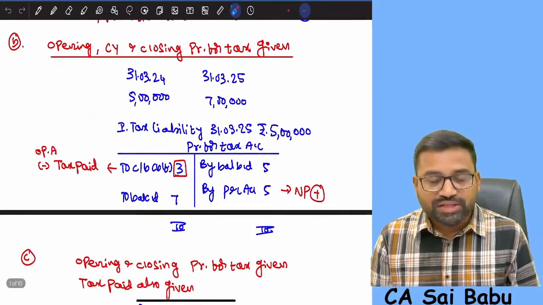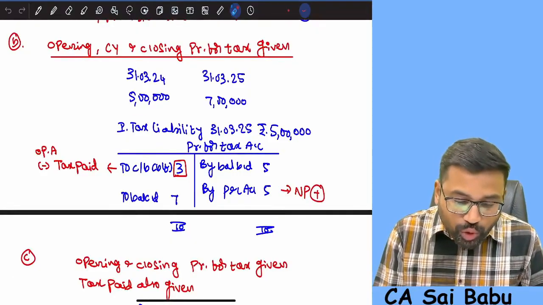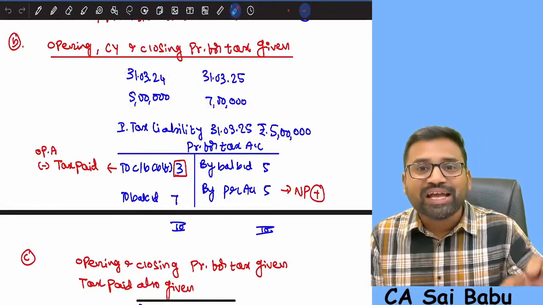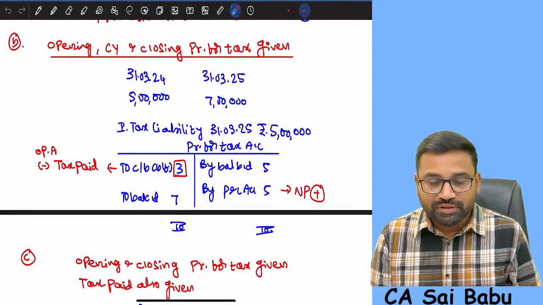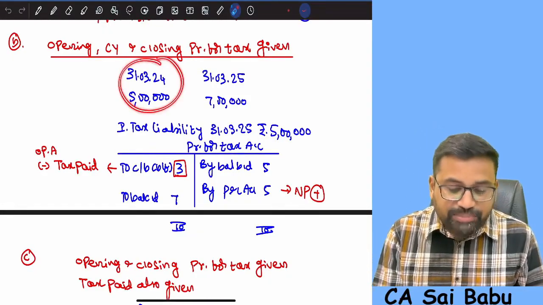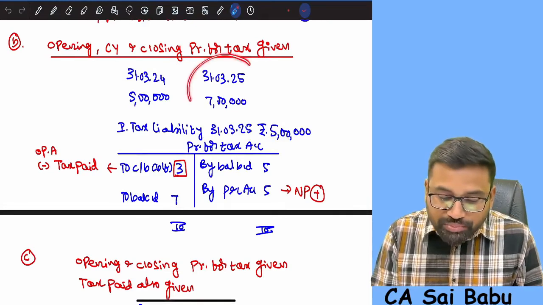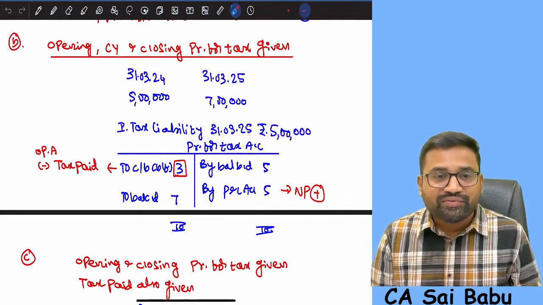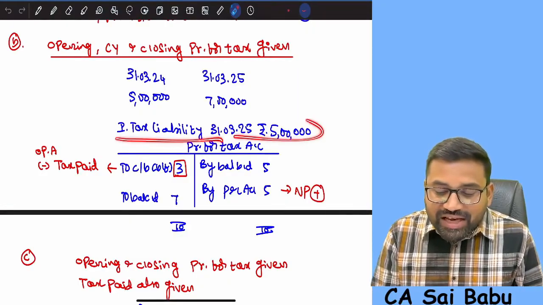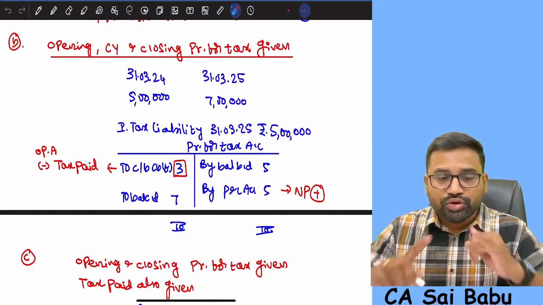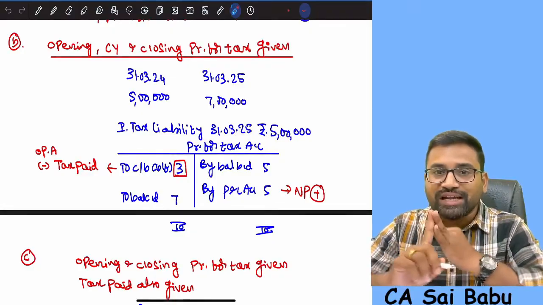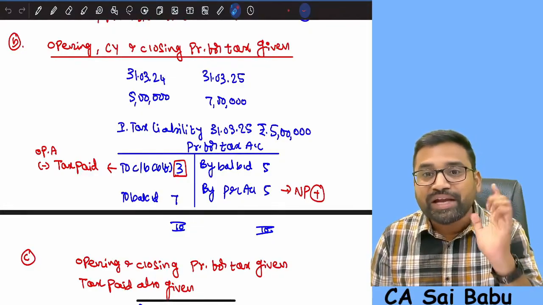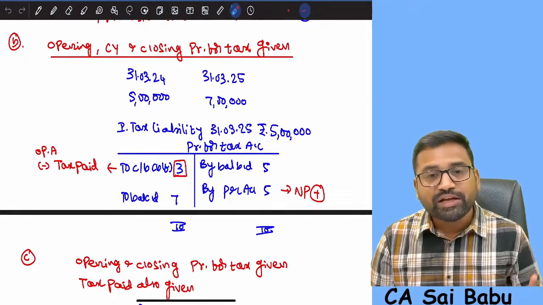Now sometimes in the question, they will give you opening provision, closing provision, and at the same time current year tax liability also. So opening provision, suppose 5 lakhs given, sir. Closing provision 7 lakhs given. And at the same time they say in the additional information that in the current year the tax liability is 5 lakhs. So you know the opening provision, you know the current year tax liability, you know the closing provision. The difference is nothing but tax paid during the year.